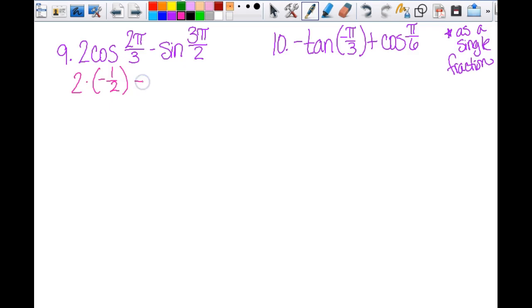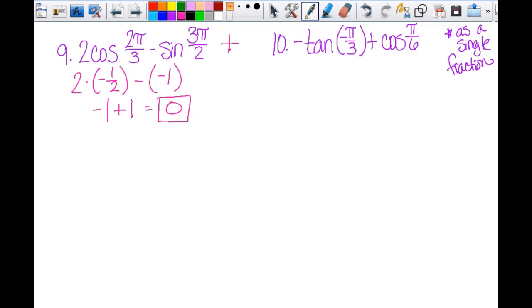Okay, minus the sine of 3 pi halves. So 3 pi halves, my unit circle is down here, so the sine would be -1. Right? So 2 times -1/2 is -1. Minus a -1 would be +1. -1 plus 1 is 0.